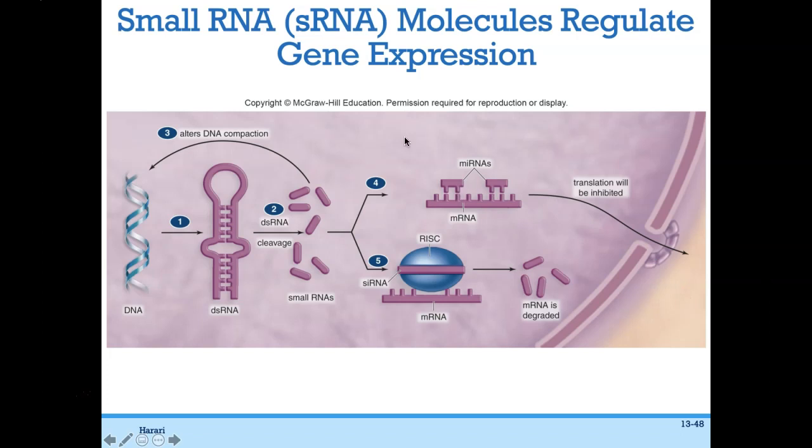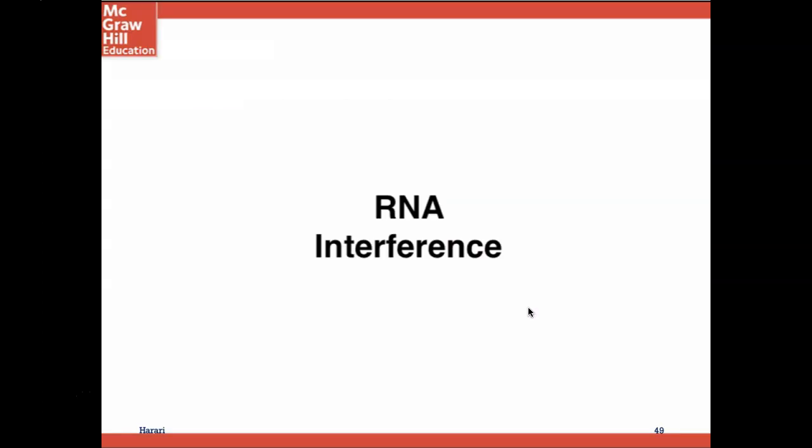So it can interfere, microRNAs can interfere with translation. Also, it's possible that these small RNAs can be attached to a protein called RISC, the RNA-induced silencing complex. And together, that small RNA and RISC can chop up mRNAs into lots of different pieces so it cannot be translated anymore. So these small pieces of RNA regulate gene expression by interfering with transcription, translation, or both.